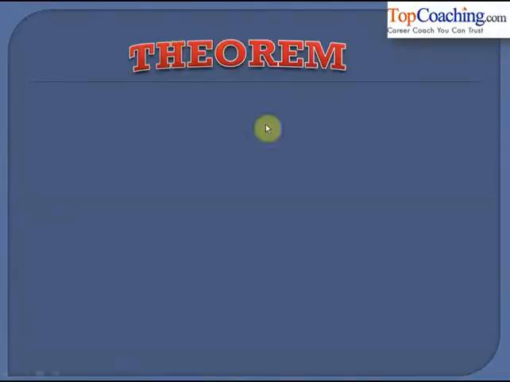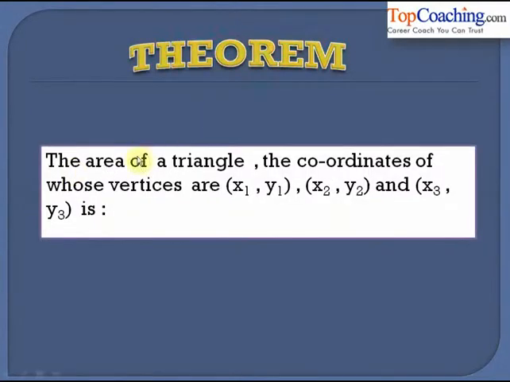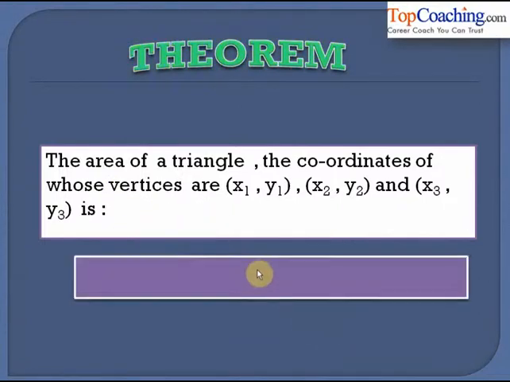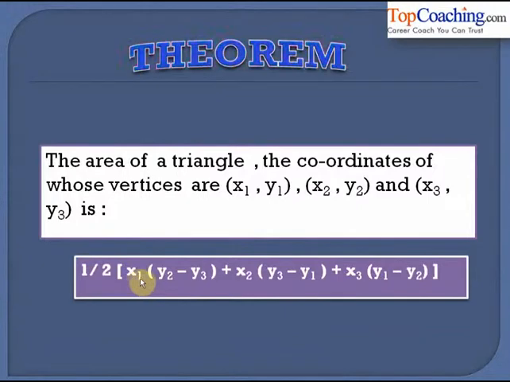So let us look at the famous theorem which helps us to find out the area of any triangle. It says that the area of a triangle, the coordinates of whose vertices are x1, y1, x2, y2 and x3, y3 is given by 1 by 2 into x1 into y2 minus y3 plus x2 into y3 minus y1 plus x3 into y1 minus y2. So this is the formula which helps us to find the area of any triangle with the coordinates x1, y1, x2, y2 and x3, y3.